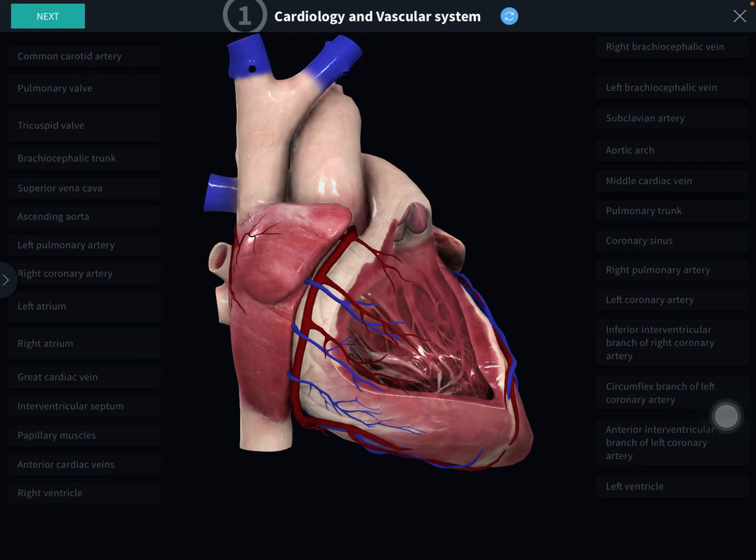In this video we will see the external features of the heart. In the last video we have seen the trachea, right and left principal bronchi and bronchopulmonary segments.